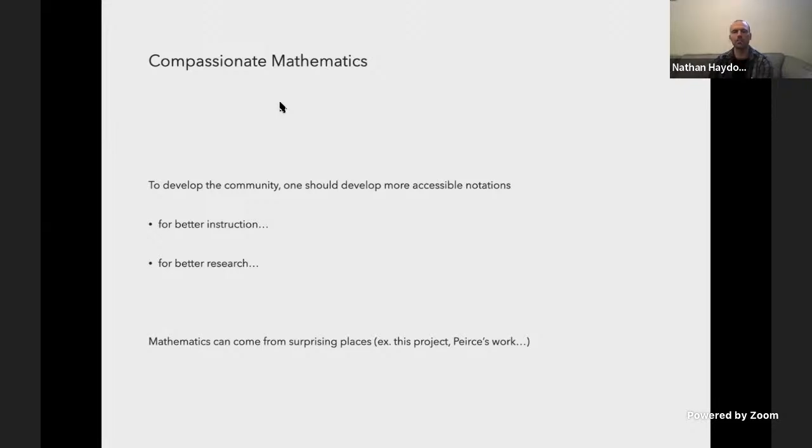I'll add that another important component of this work, and of compassionate math in general, is that this idea is not dogmatic or static. We need to constantly be on guard for finding mathematics in new and surprising places. This project in particular, where I've been trying to modernize this very old graphical notation, is an example of that. But I also think that Peirce's initial work is an example of that as well.